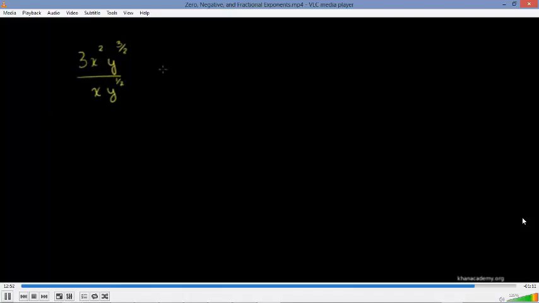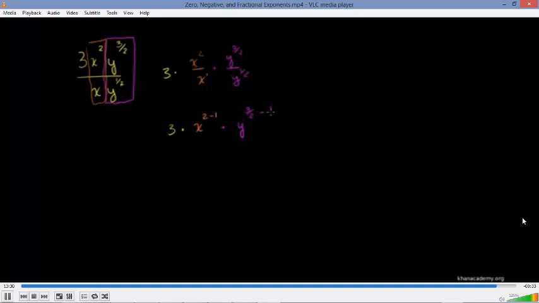Well, once again, this is the same thing as 3 times the x terms, so 3 times x squared over x, times y to the 3/2 over y to the 1/2. Well, this is going to be equal to 3 times, what's x squared over x, or x squared over x to the 1st power? And that's going to be equal to x to the 2 minus 1. And then this is going to be times y to the 3/2 minus 1/2.